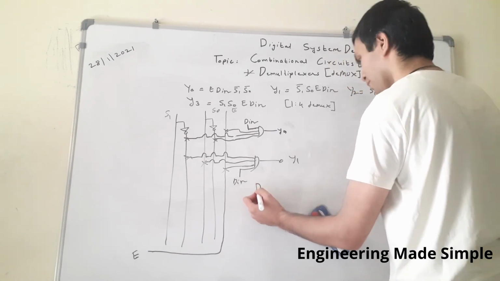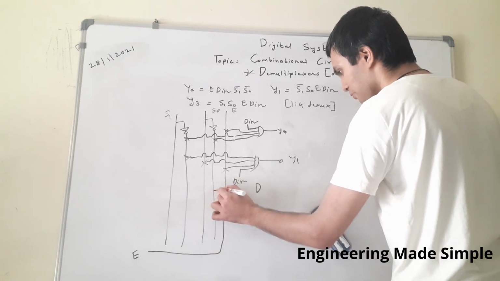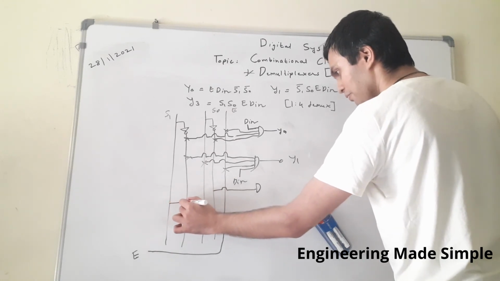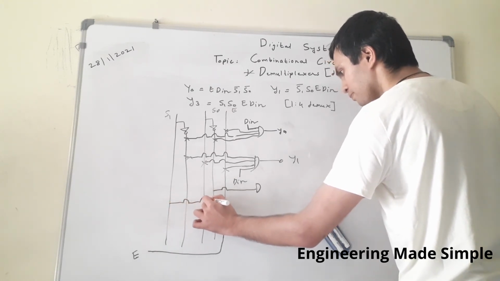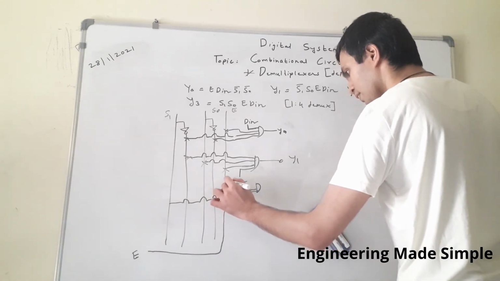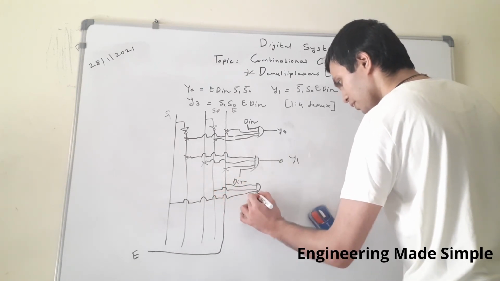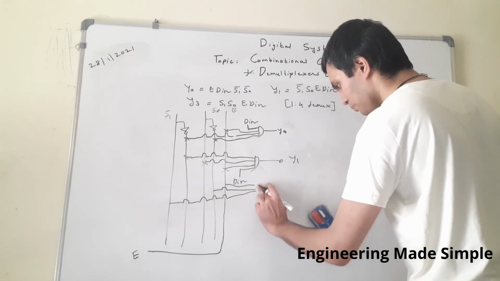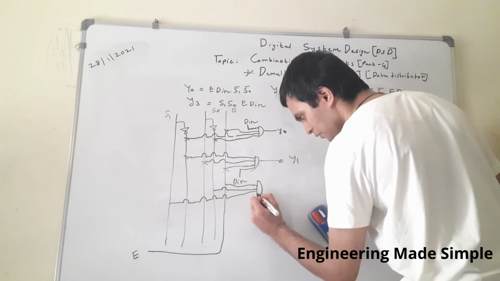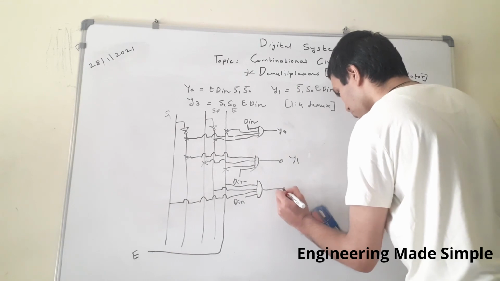Now the third term, S1 S0 bar. So let us tap S0 bar first, then we have S1, then the enable input, which I have tapped from here. And then your fourth input will be D_in, the input signal which you want to connect to the output. So that will be your Y2.